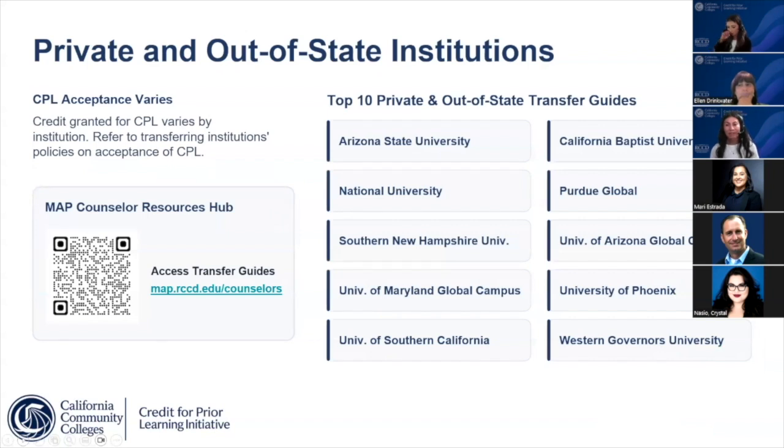Private schools is going to differ. It's going to depend on the school that the student is transferring to. There's not a blanket CPL statement for all of the private schools. But we have done some research to look at the top 10 schools in California, the private institutions and out of state, to kind of give you a guide to see what it is that will transfer. These are located on the MAP website under the Counselor Resources Hub, and there's a URL here and a QR code that you can scan so that you can see the guides for these top 10 institutions.